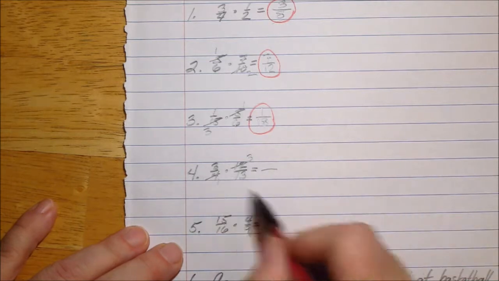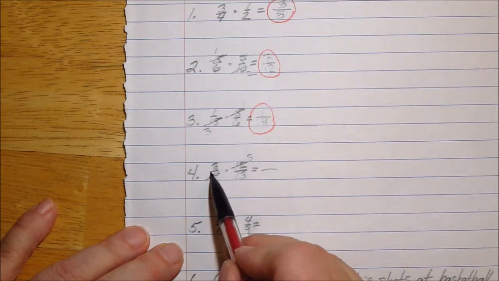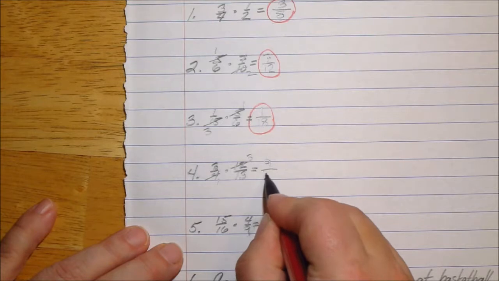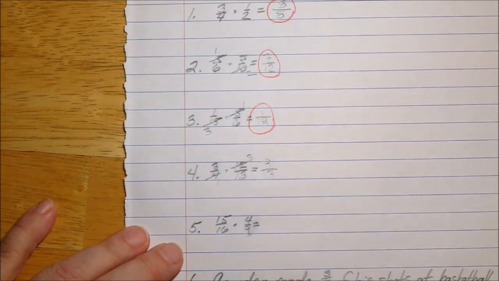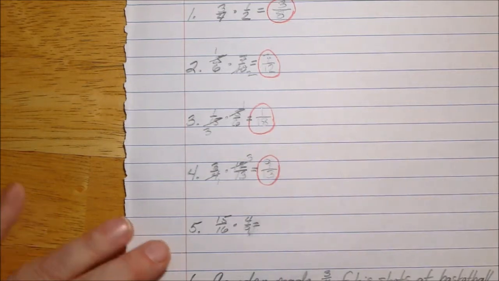Because I think it's just that common numeral there of 3 that makes me think that. But there isn't. So 3 times 3 is 9. And 1 times 13 is 13. And 9 thirteenths cannot be reduced any further. So it is in its simplified form.